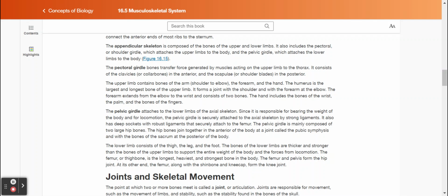The lower limb consists of the thigh, the leg, and the foot. The bones of the lower limbs are thicker and stronger than the bones of the upper limbs to support the entire weight of the body and the forces from locomotion. The femur, or thigh bone, is the longest, heaviest, and strongest bone in the body. The femur and pelvis form the hip joint. At its other end, the femur, along with the shin bone and kneecap, form the knee joint.